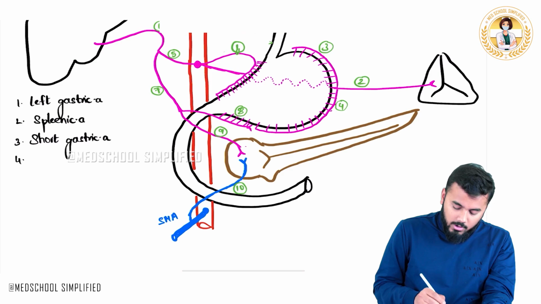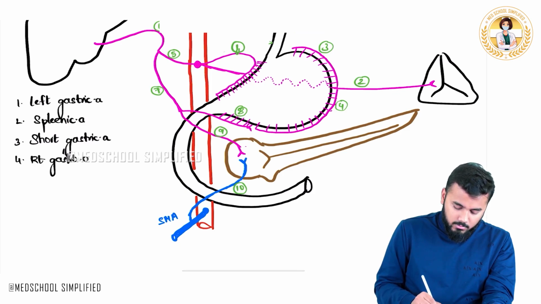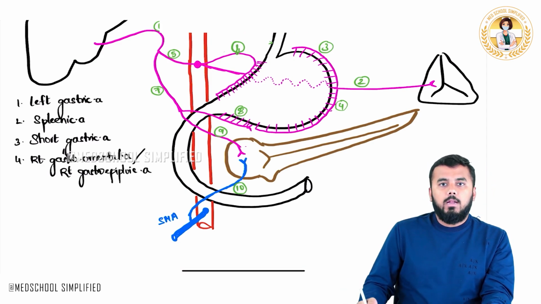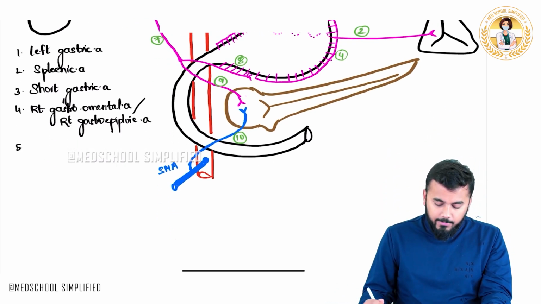And the fourth one is called the right gastro-omental artery. Okay, let me write it down, guys. Right gastro-omental artery, or right gastroepiploic artery. Okay, now what is the fifth branch, guys?